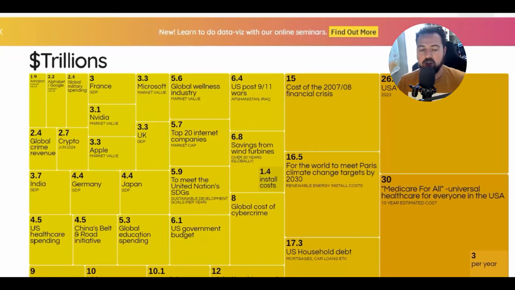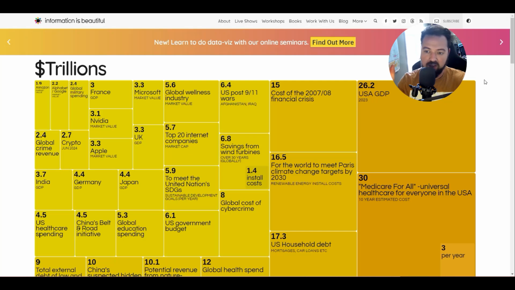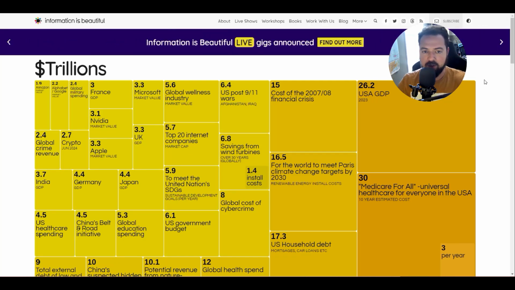Hey everyone, I wanted to show you this really cool example of a Treemap chart. This is really informative. It comes from Information is Beautiful.